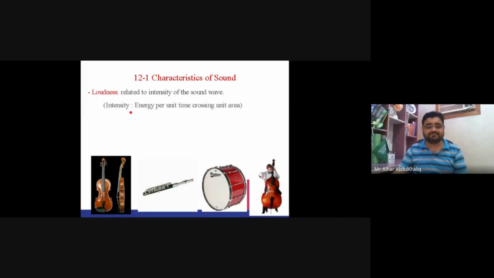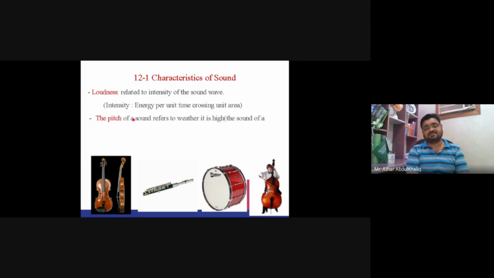For example, I just wrote here the definition of the intensity: energy per unit time crossing through a unit area, and the unit of the intensity is watt per square meter. So you can use W as watt, and per meter square is the area.